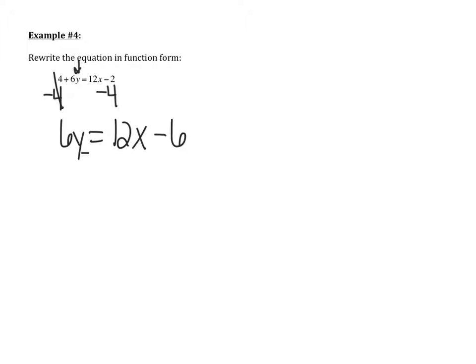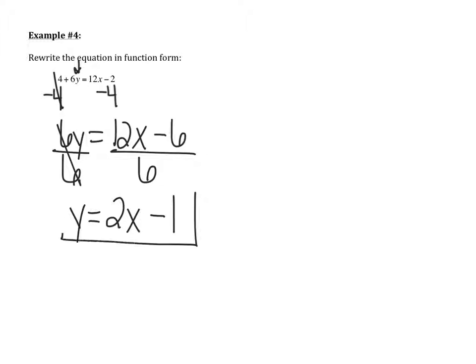I would then divide both sides by 6. Remember, I'm not just going to divide the 12x by 6, but also the negative 6 by 6. So I would end up with y equals 12x divided by 6 would be 2x, since 12 divided by 6 is 2, and negative 6 divided by positive 6 is negative 1. So the function form of that equation is y equals 2x minus 1.